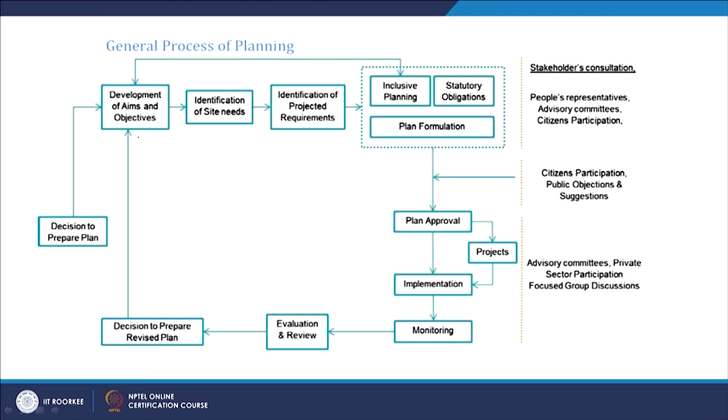You can see that as a general process of planning, as I told, it is prescribed by the URDPFI: the aim, objectives, identification of the site needs, so projected requirement, and then using stakeholder consultation you can make the inclusive plan, and you can formulate the plan, then send the plan for approval, then implement, monitor, and then you come back to the decision and review the revised plan and go back to aims and objectives for the next phase of the planning. So, this is a general process of planning. It can be used for a city development plan as well as for an area development plan or schemes also.